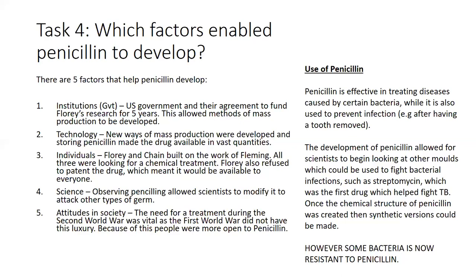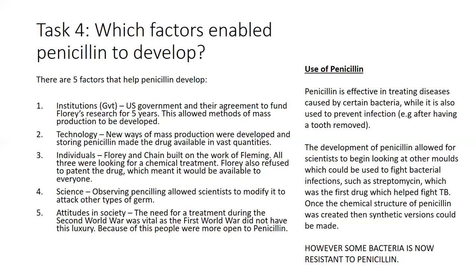And attitudes. The need for treatment during the Second World War was vital, as the First World War didn't have the luxury. So because of the Second World War, people were more open to the use of penicillin because of the horrific deaths that many people suffered in the trenches in the First World War.